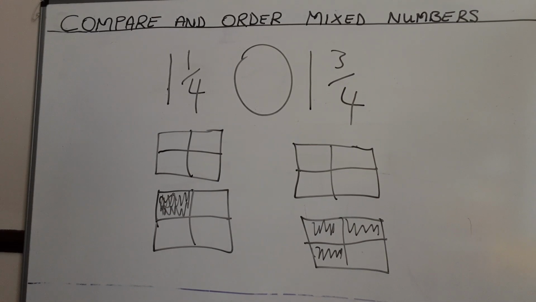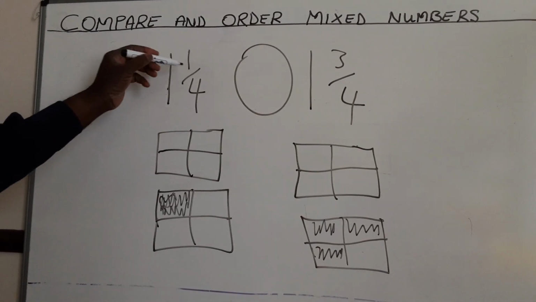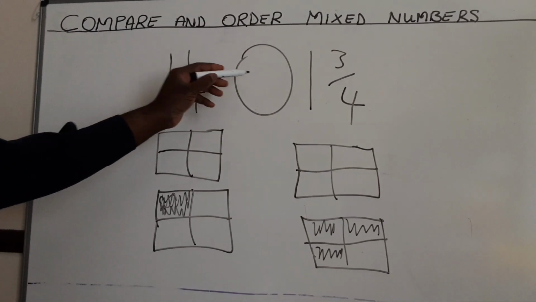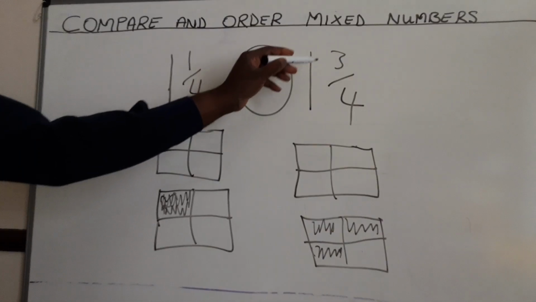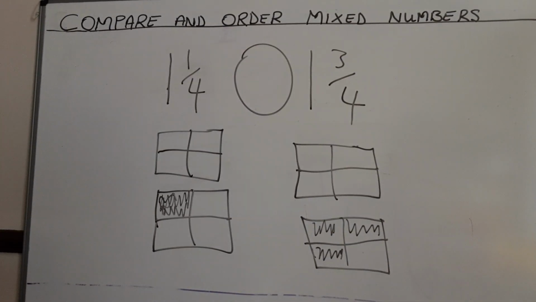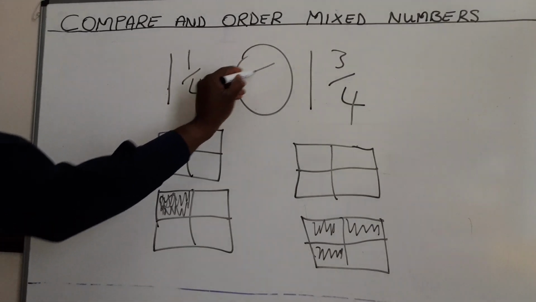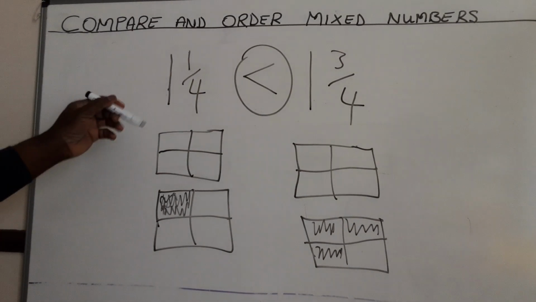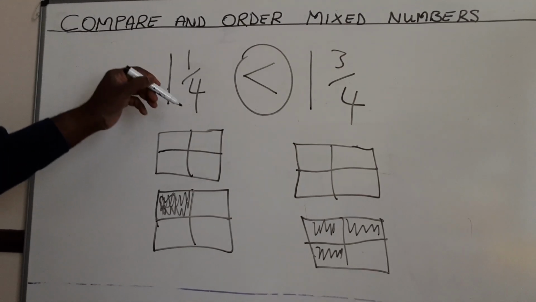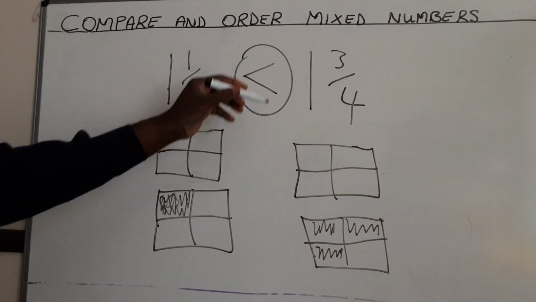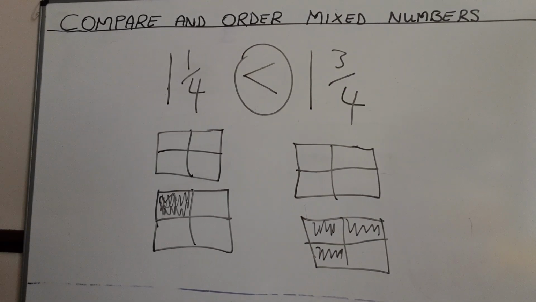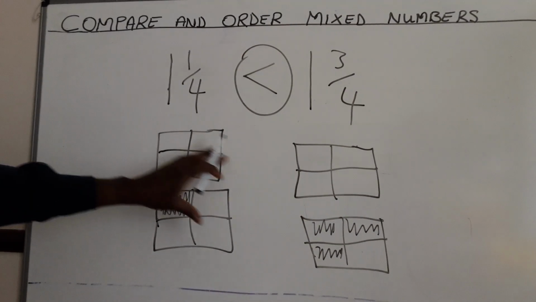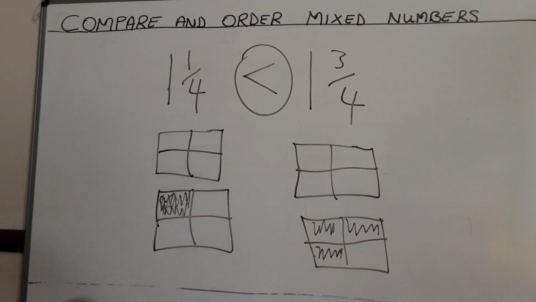So clearly we can see that 1 and 1/4 is less than 1 and 3/4. So we put in our less than symbol. So we can say that 1 and 1/4 is less than 1 and 3/4. And we can see that from the representation that we've done over here.